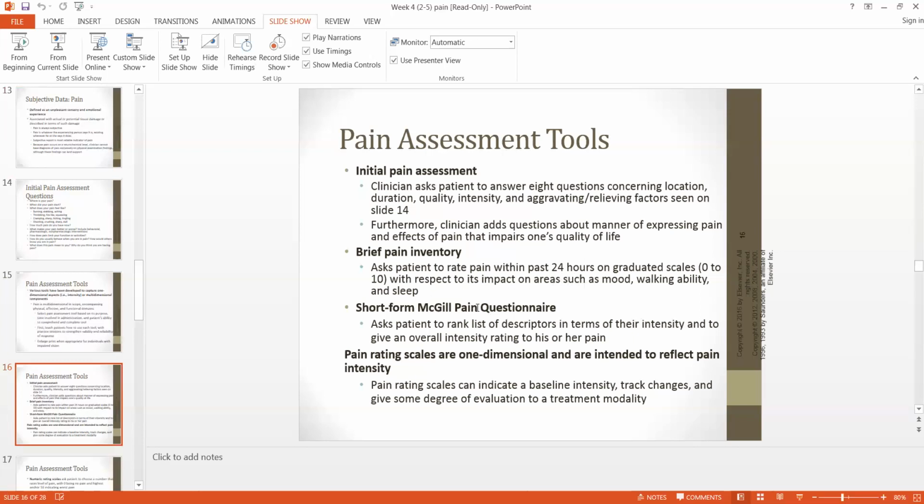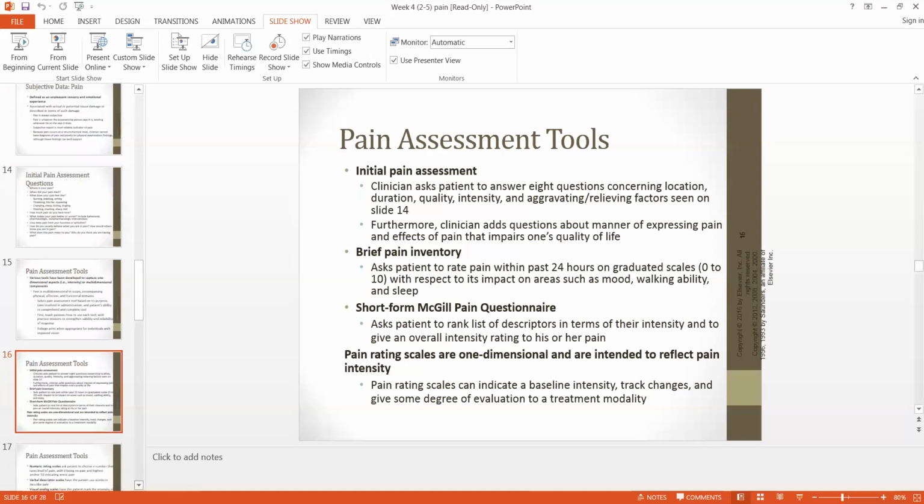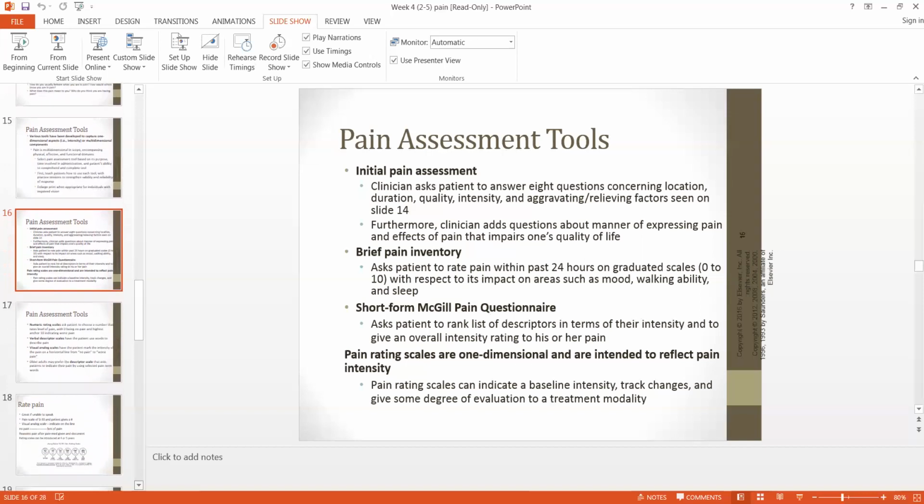The short form McGill pain questionnaire, your book says it doesn't have it, but it's a list of descriptors. So we're back to those pain words on how you're going to describe it. The radiating pain may not be a crushing pain, it's more of a pressure pain or perhaps a burning pain, things of this sort. So they are one-dimensional, and they are intended to reflect the pain intensity for the scale of 0 to 10. 2 is certainly not as intense as 10.